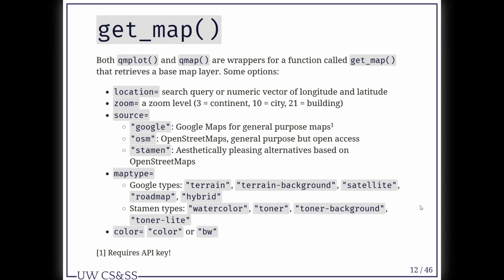Some map types you might want to look into. So Google types, they have a lot of ones you might be familiar with, like just the terrain or a satellite image of what you're looking at, the road map version of it. The Stamen types have things like watercolor and toner background that are pretty cool. And also you can specify whether or not you're going to print this out. So you could say color or black and white.